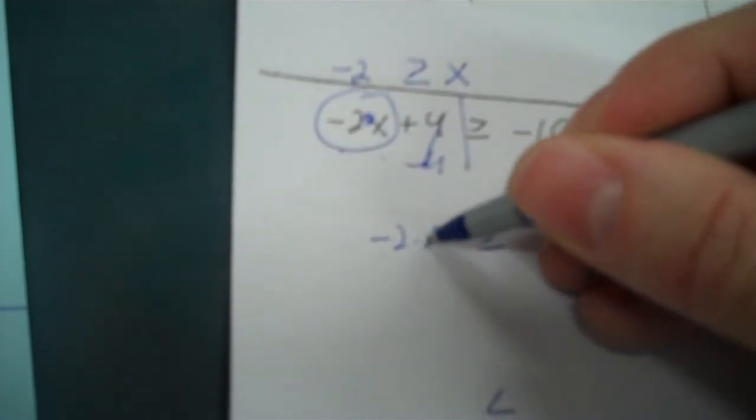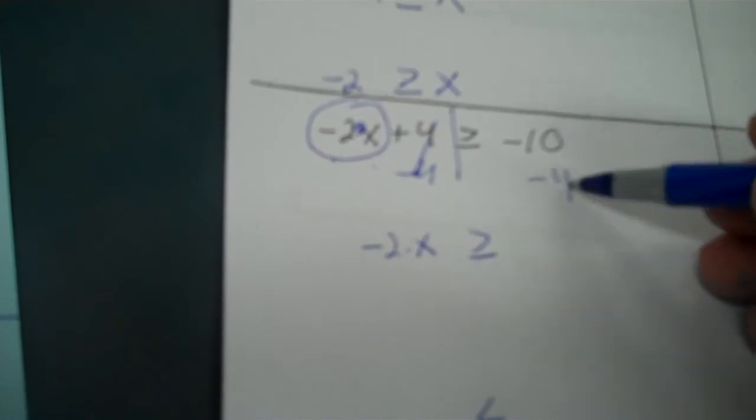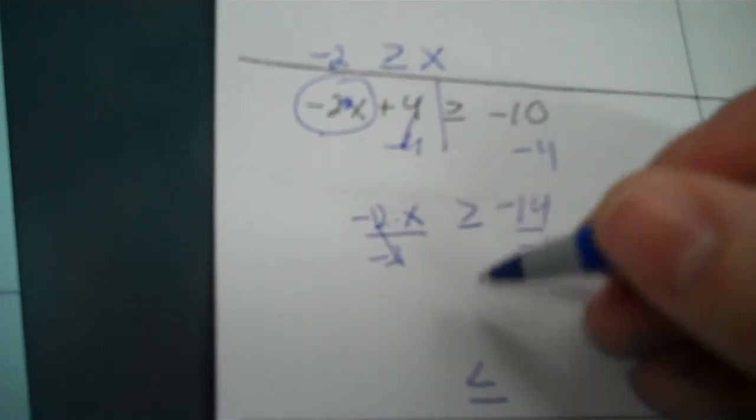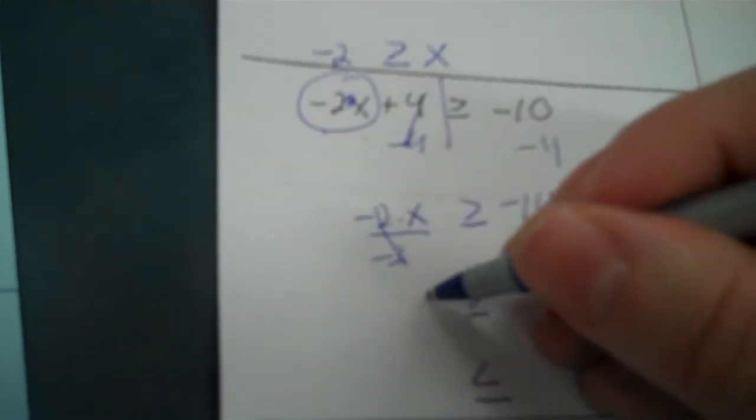Now solve it, keep it lined up. So you need to subtract 4, keep that sign lined up. -2 times x is on this side. -10 minus 4 is -14, and then I divide by -2. Keep that lined up. We got x and 7, and the sign we knew was going to switch.